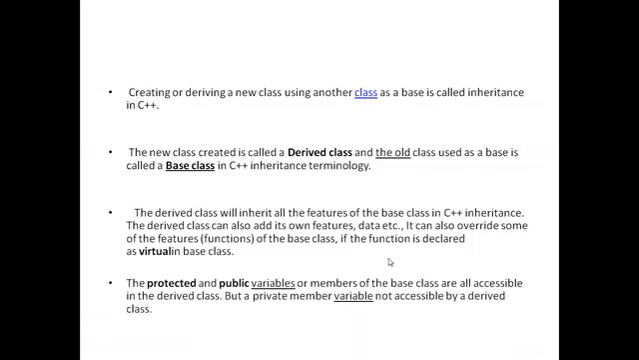The protected and public members of the base class are all accessible in the derived class, but a private member variable cannot be accessed by the derived class, as we have already studied that private members can be accessed by only class members, but we cannot inherit or access them outside the class.